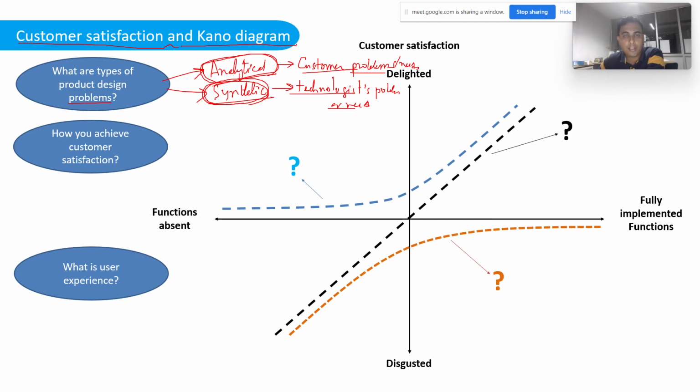Okay, but the question comes here, how do you achieve customer satisfaction? Any answer, how to satisfy customers?